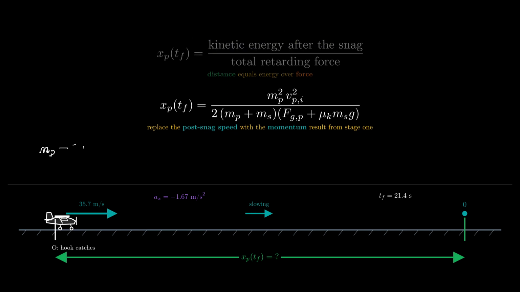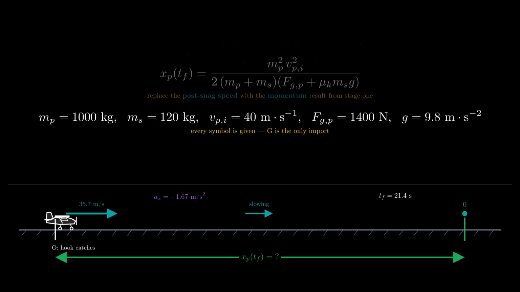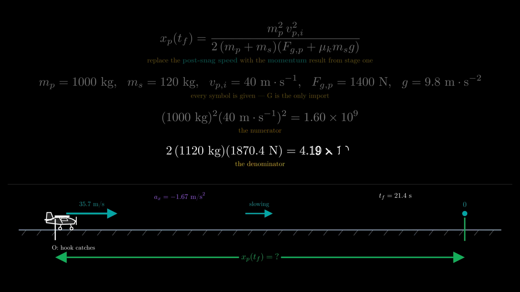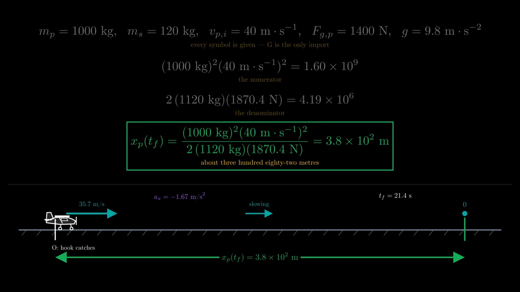Every symbol on the right is given in the problem, apart from g, 9.8 meters per second squared. Now the arithmetic. On top, the square of 1000 kilograms times the square of 40 meters per second. On the bottom, twice 1120 kilograms times 1870.4 newtons. The result is 382 meters, which to two significant figures is 3.8 times 10 squared meters.